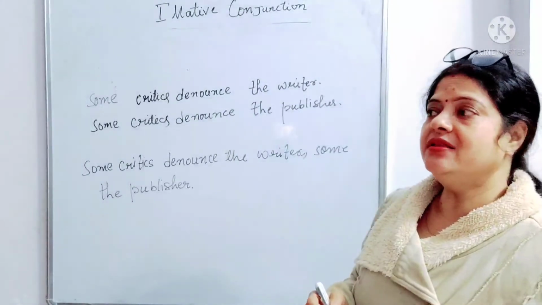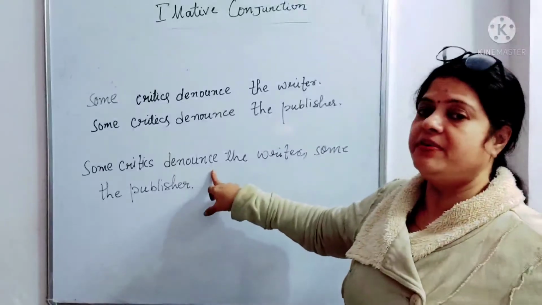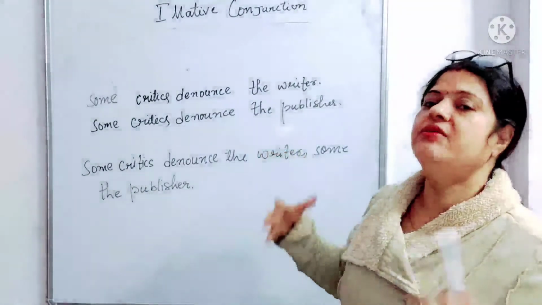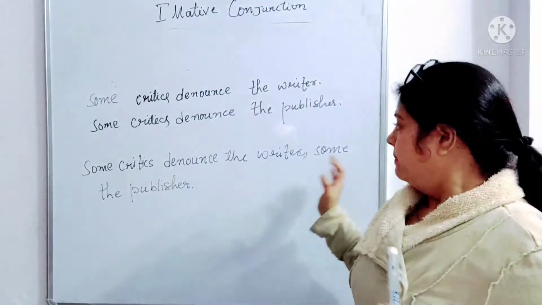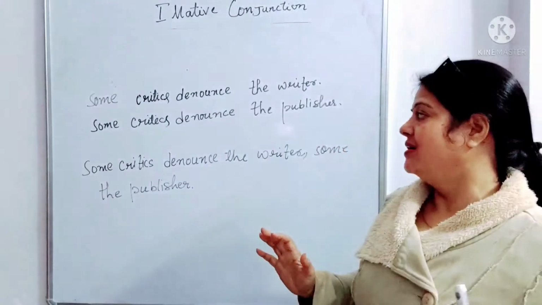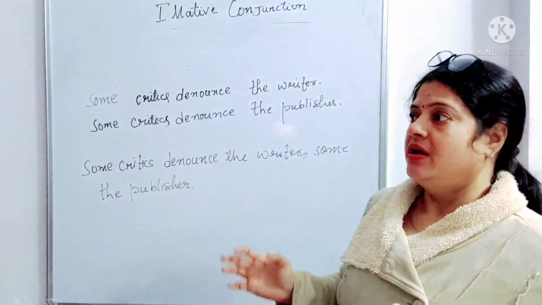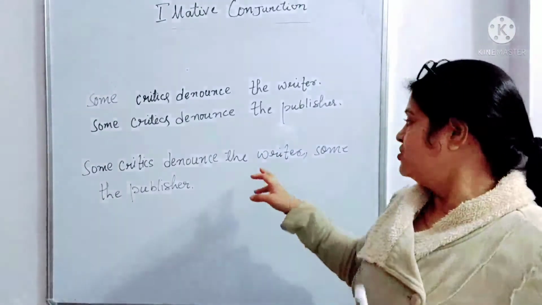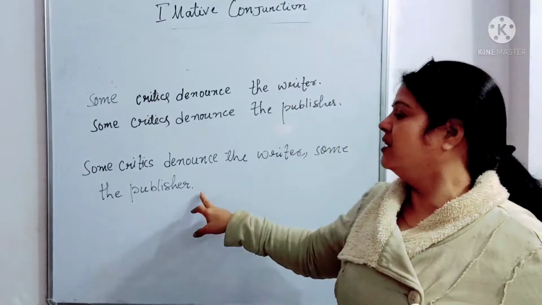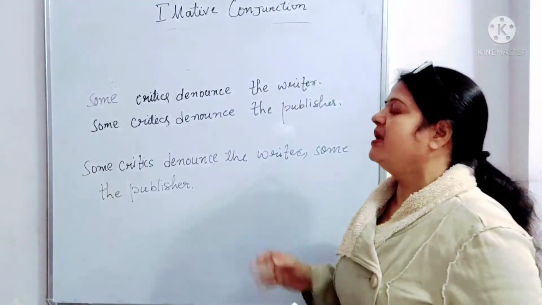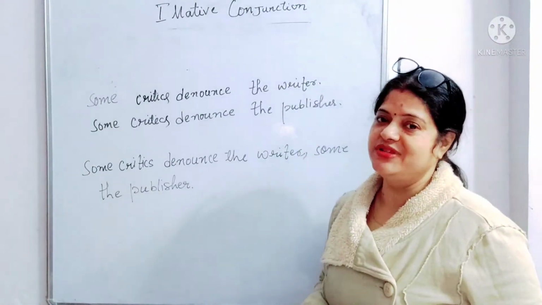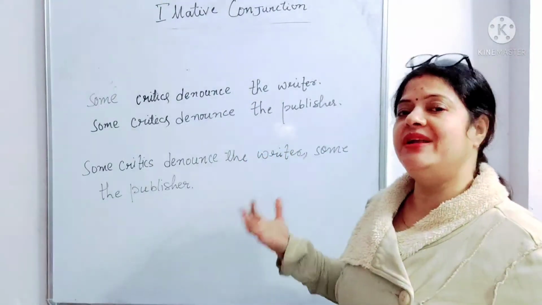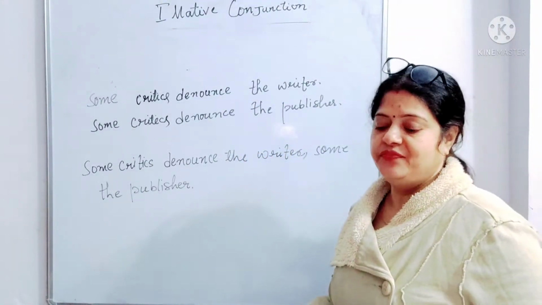Since we are getting the idea of the verb denounce, we don't need to repeat the verb again. But the rule is, in a compound sentence we have two clauses with one subject and verb. So here we are not writing the verb, but still it can be called a compound sentence, because we don't need to repeat the same verb again and again.